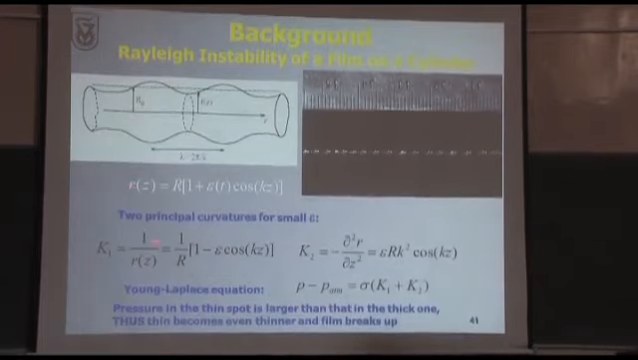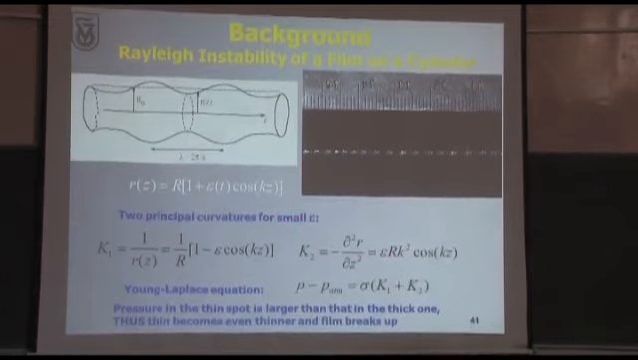So for small epsilon, you can expand it into a Taylor series, you get this. But there is another one in the longitudinal direction, and this is a negative second derivative of the local radius with respect to Z. Z is the longitudinal, the axial direction, and actually not only for small epsilon, you can get this expression.